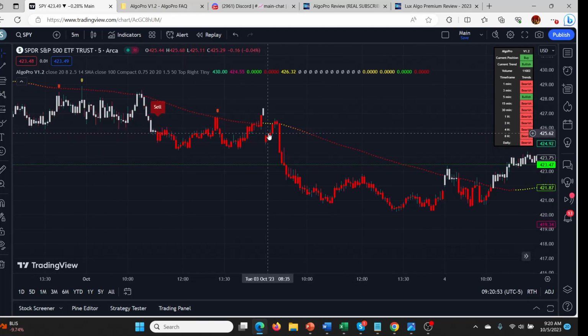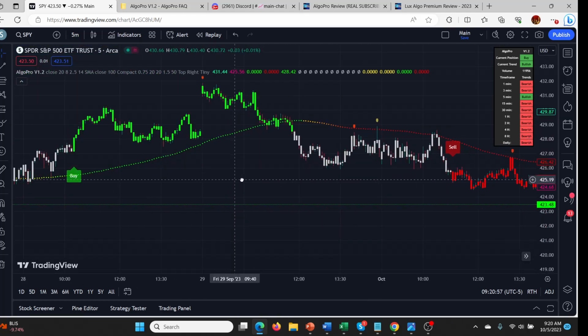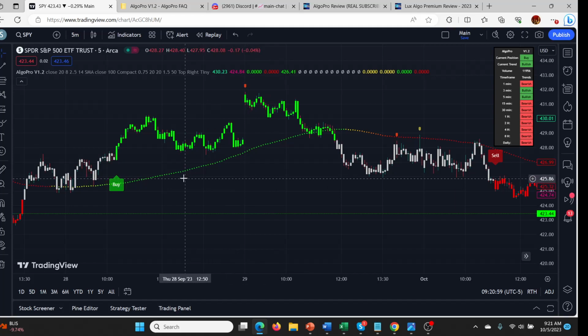This sell, pretty good. This is the 5-minute, and on the 5-minute default, I'd say there's fewer signals than Lux Algo, so I do like that because they seem to be a little bit better quality, but not as many of them as Lux Algo. I do like both these programs, by the way, just trying to compare them, and I also tried Elite Algo as well, which was my least favorite.